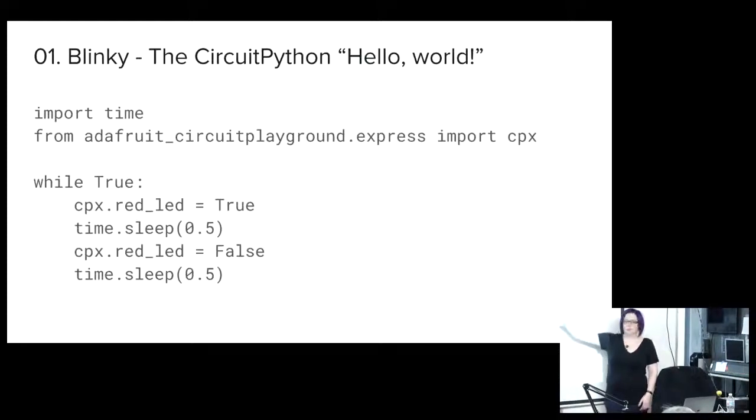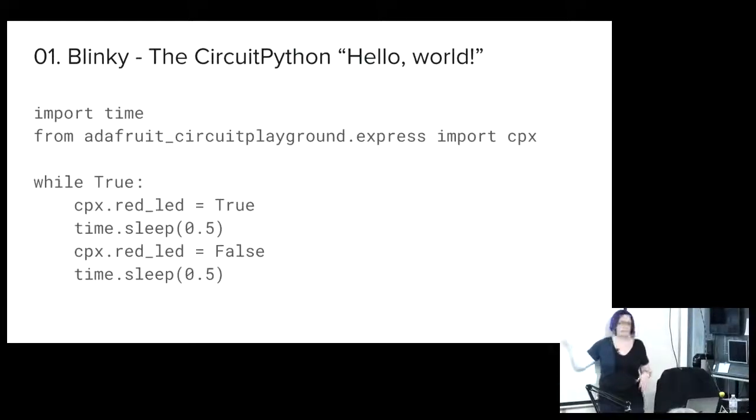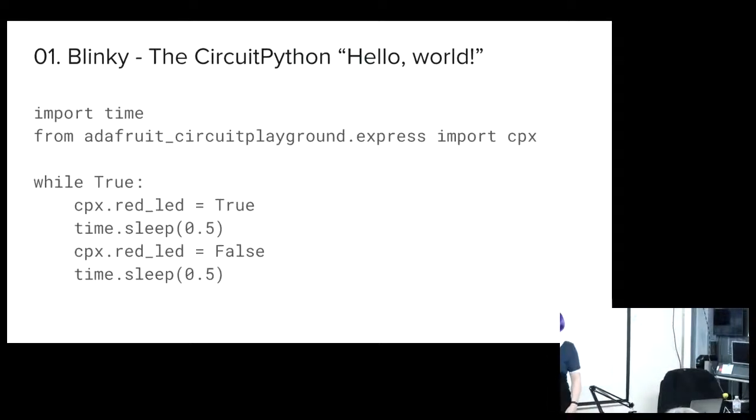Now we have our while true loop, and I don't know how many of you have worked with Python before? And how many of you have not? Okay, excellent. So I'm going to actually explain what this does. A while true loop basically means forever do all of the things indented underneath this line. So this says forever do these things.